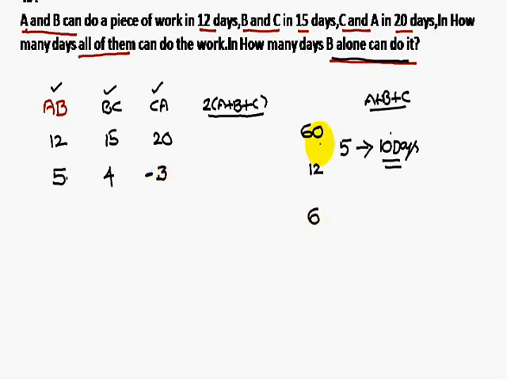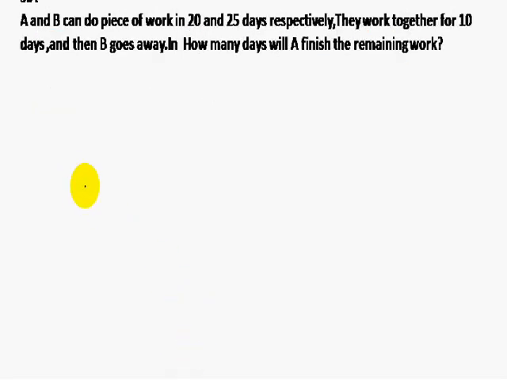Now you write 6 here. Okay, 6 how many times will it go in 60? 10 times it will go. That means it is multiplied by 2. Therefore 20 days. B alone can do the work in 20 days. This 10 days is nothing but the A plus B plus C. So this is the way to solve the problem. Next.